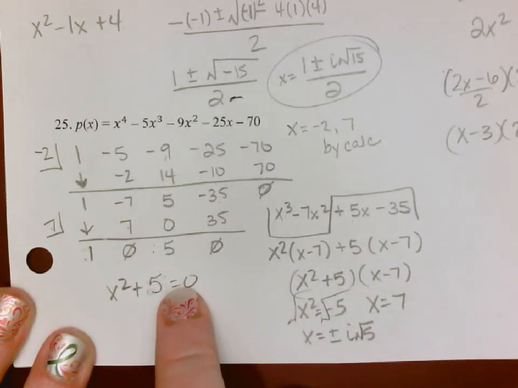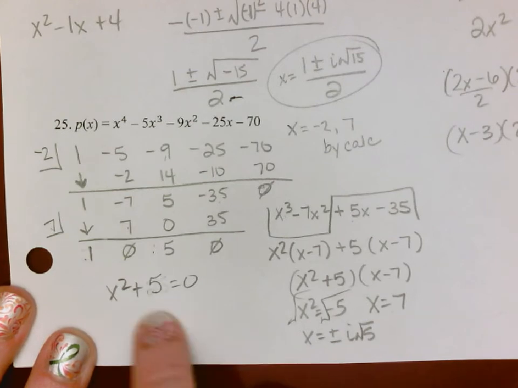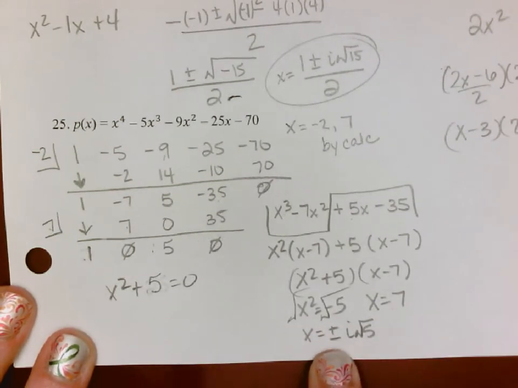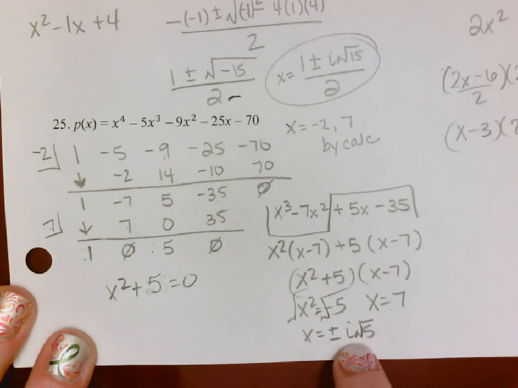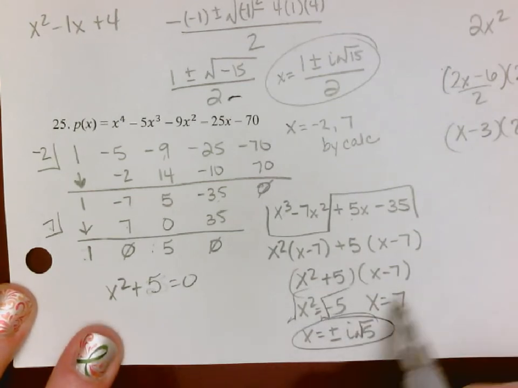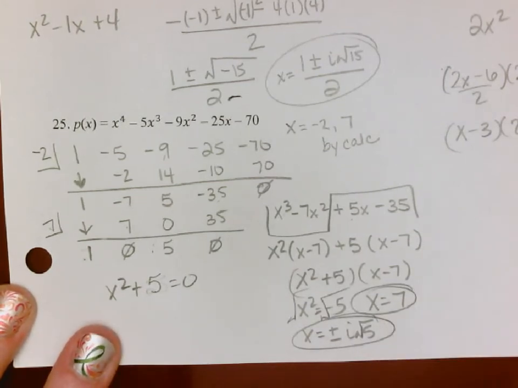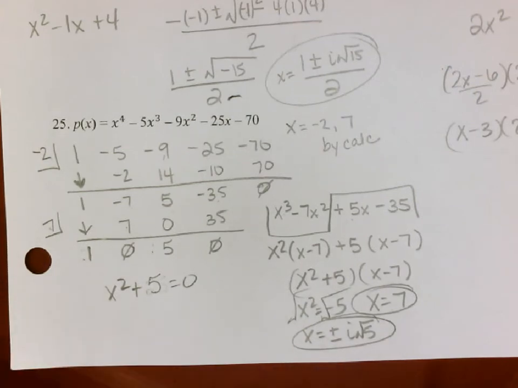So here I could do synthetic or I could do longhand division again. Either way, I'm still going to get this answer. So my answers are negative 2, 7, plus or minus i root 5. That's your practice quiz.